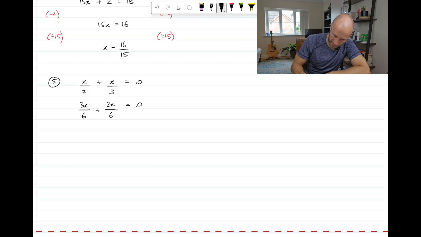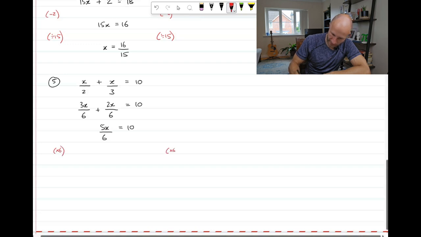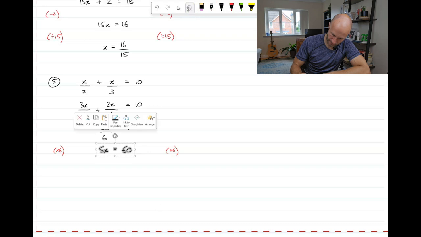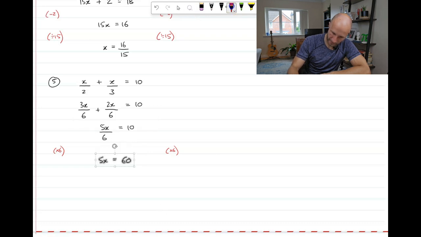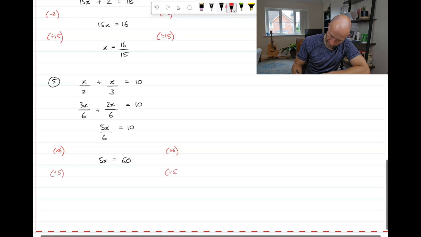If you want to add the numerators first, 3x plus 2x is 5x. You get them all over 6. And then you can times both sides by 6. Now I am doing things to both sides. So I get 5x on the left and 60 on the right. And then I'm going to divide by, sorry, I should have left a gap there, shouldn't I? And then we divide by 5 to get rid of that timesing by 5. Divide by 5 on both sides to get x equals 12.